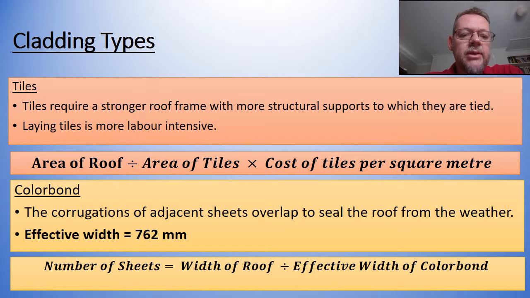To calculate the number of tiles, we're just going to say the area of the roof divided by the area of each tile and multiply by the cost of the tiles per square metre.